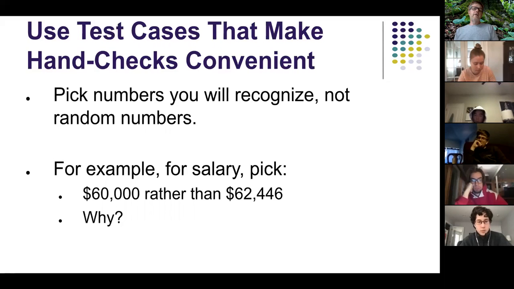One of the little tricks you can do that you may not realize is to use numbers that are going to help you make testing easier. For example, for a salary, you might pick 60,000 rather than 62,446. How does that make it simpler?